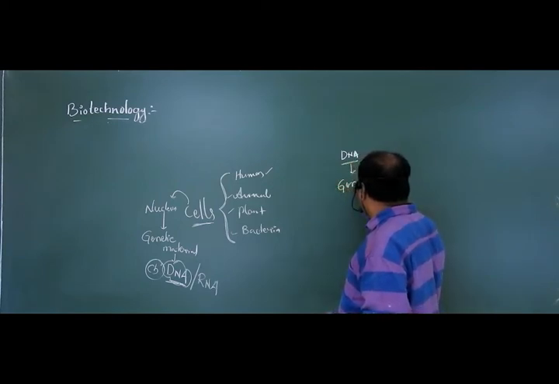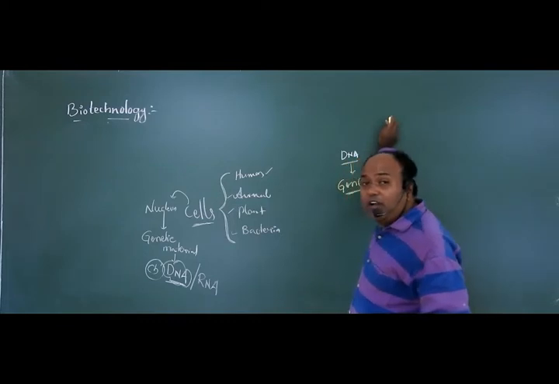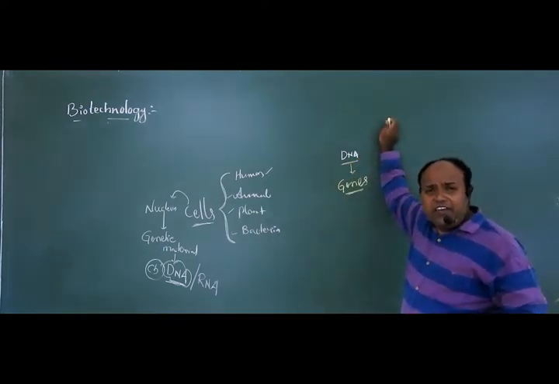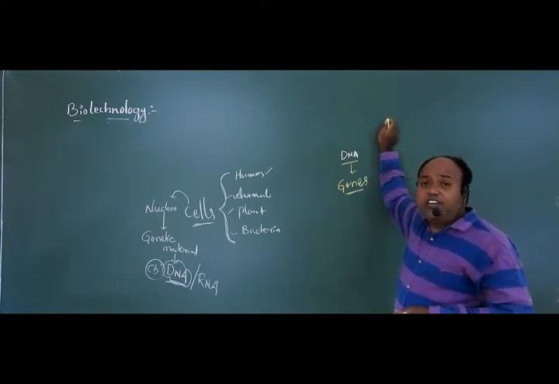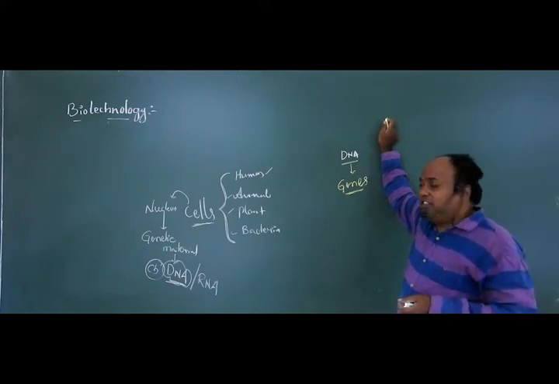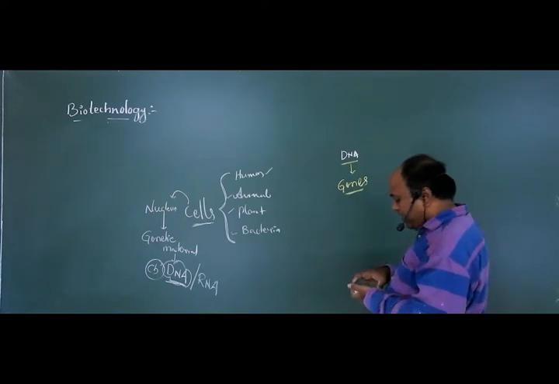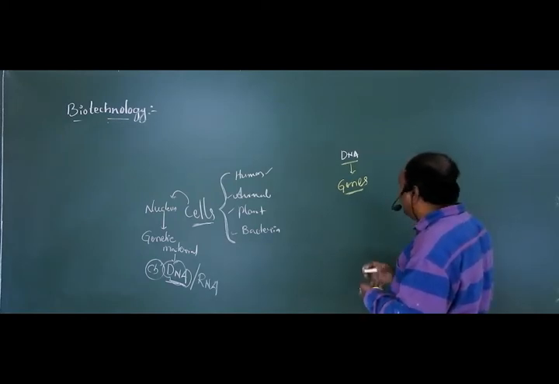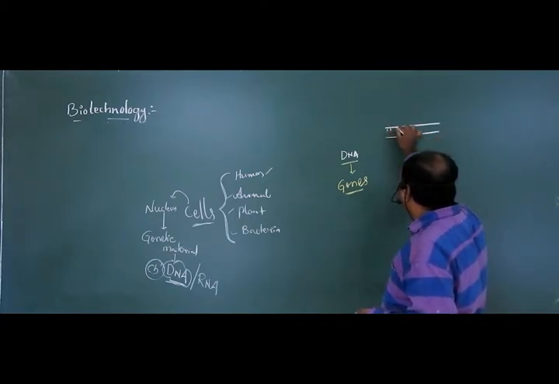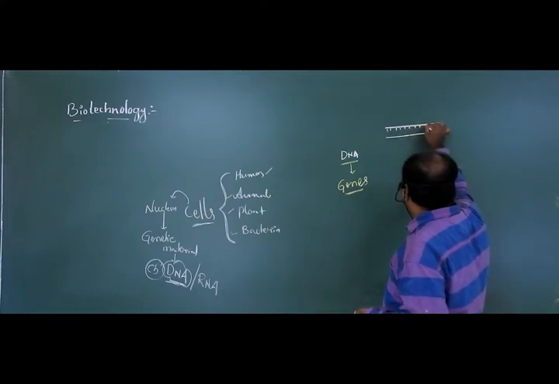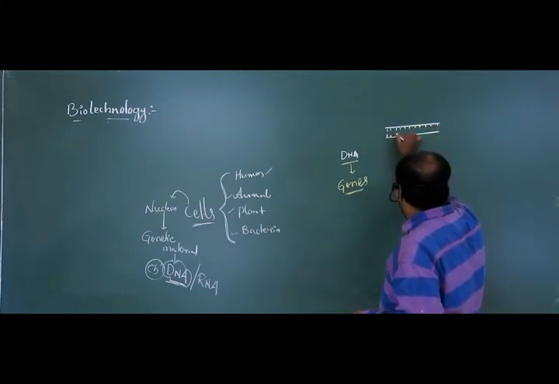We know that. Then tell me students, what are genes? Do genes have any specific structure? Is there any shape for genes? No. Then what are genes? Genes are nothing but a small portion on the DNA. We know that this is double-stranded DNA, which means two strands are there.